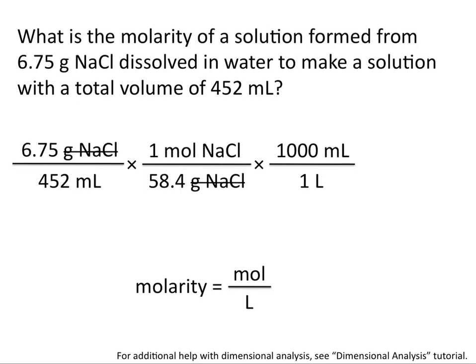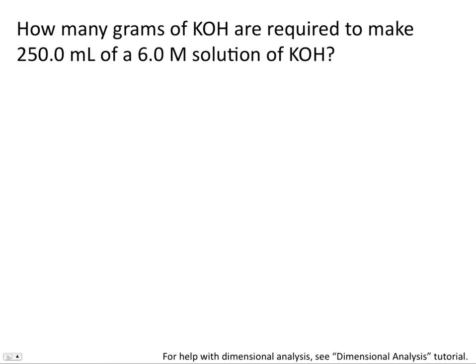By writing 1,000 milliliters on the top, this allows us to cancel out milliliters and leaves us with units of moles on the top and liters on the bottom, which is exactly what we're looking for when we're trying to calculate molarity. When we solve this calculation, we'll find that the molarity of this solution is 0.256 moles per liter, or 0.256 molar.